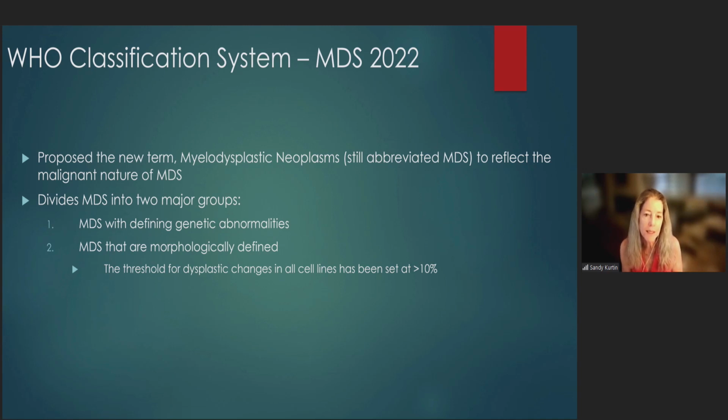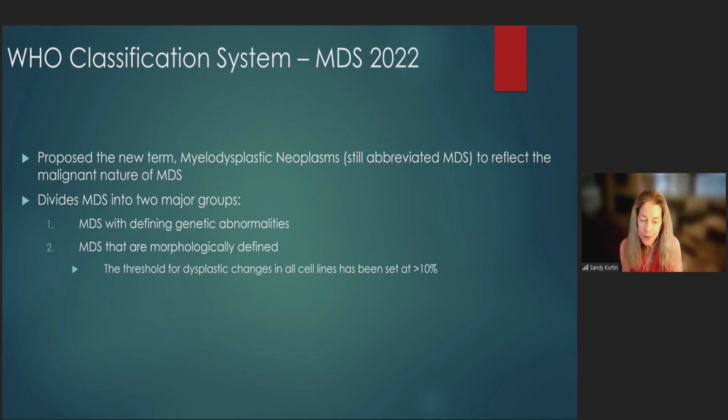And this was really to, years ago, we went from myeloproliferative disorders to myeloproliferative neoplasms to really say this is cancer. And in MDS, I think the push was the same. There are still people who today will say, oh, it's just a blood disorder. No, it is cancer. This is a group of malignancies.